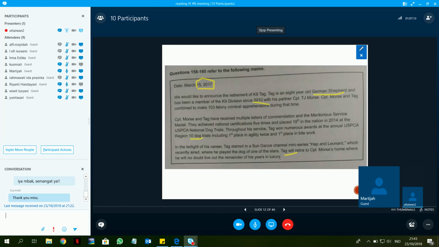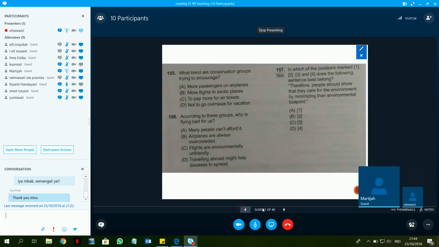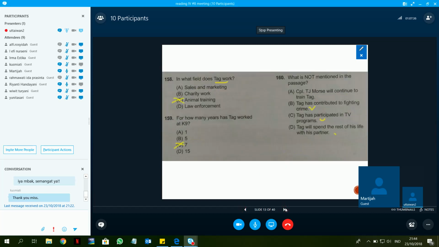Coba, last paragraph, last sentence. Tag will retire to CPL Morse home, where he will no doubt live out the remainder of his years in luxury. Oh, berarti yang A kali ya? Should be. The answer is A. Oh iya, dia tidak menyebutkan bahwa dia akan melatih Tag atau tidak.